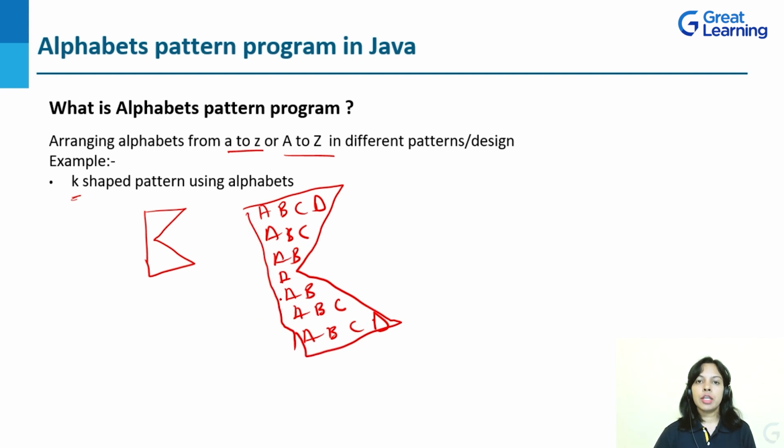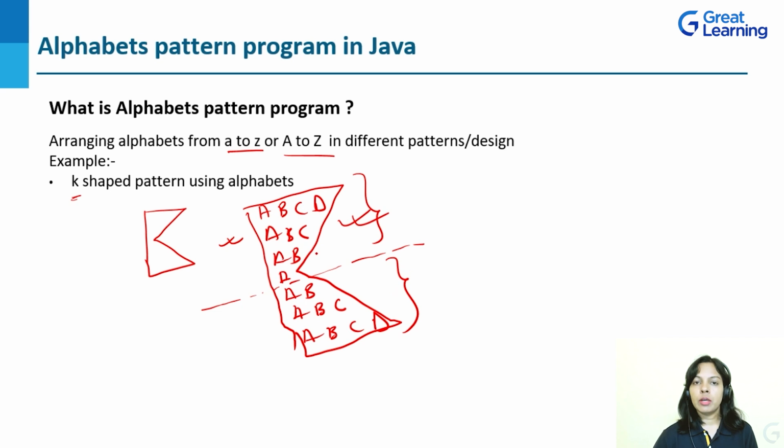So this is your K-shaped pattern for alphabets. And the code which we are going to see is for this example itself. So here also again you can see, if I divide this into two parts, we'll write a code for this part and then we'll write a code for this part, right? The lower part is inverse of the upper part. So whatever code we'll write here, we'll inverse it here. That will be the same thing.